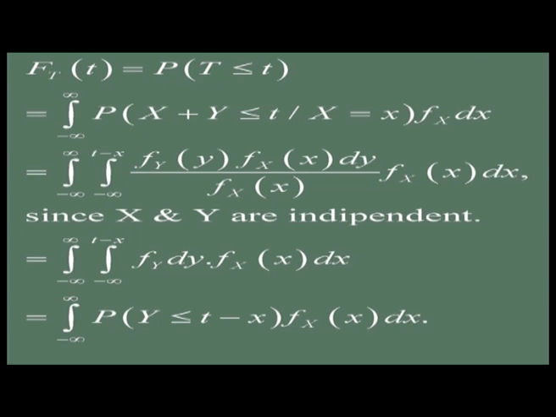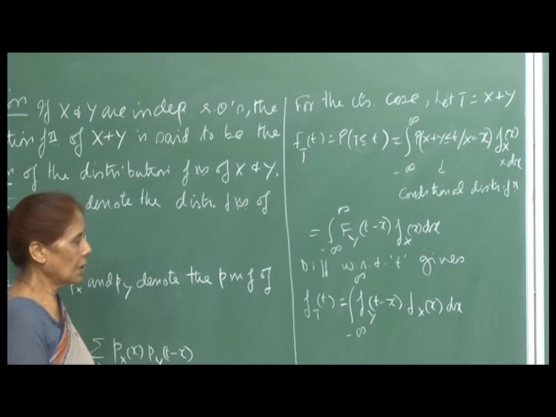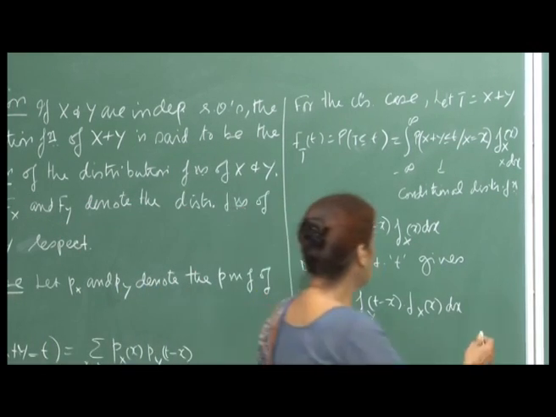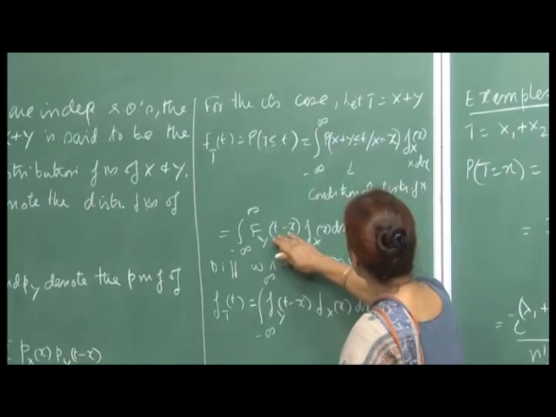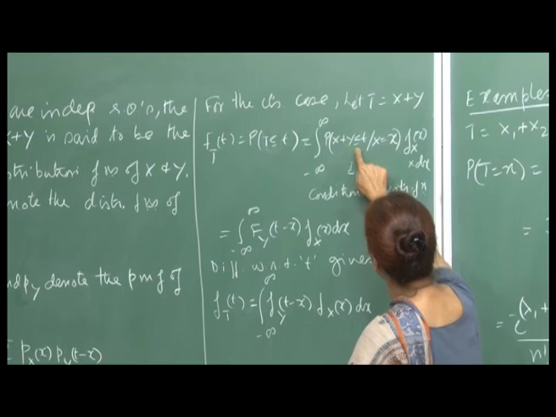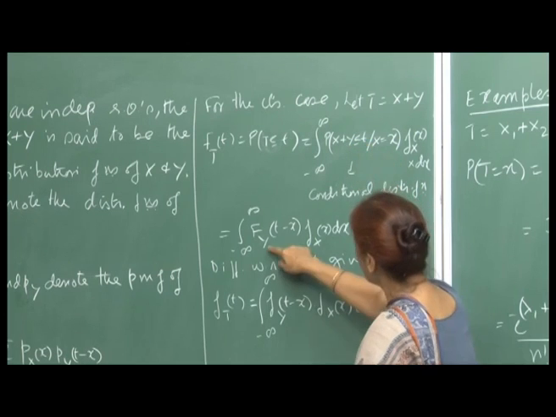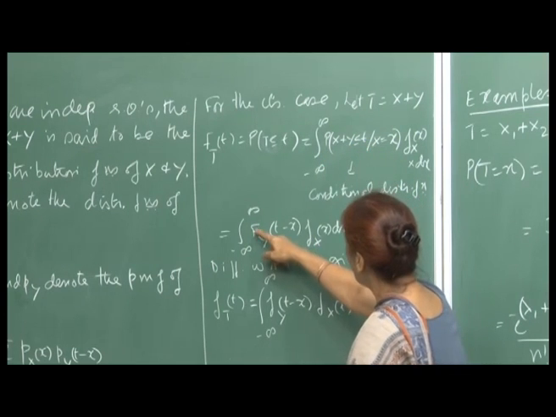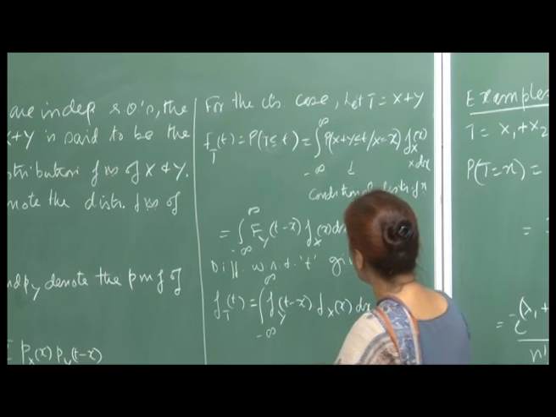So, the whole integral is then from minus infinity to infinity of the probability that y is less than or equal to t minus x, times f_X(x) dx. I hope there is no doubt about going from here to here, because when X is equal to x, your Y will be required to be less than or equal to t minus x, and that is why I have written this probability as capital F_Y(t minus x) times this.